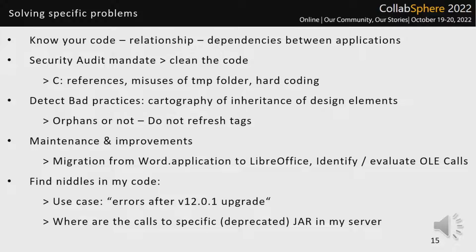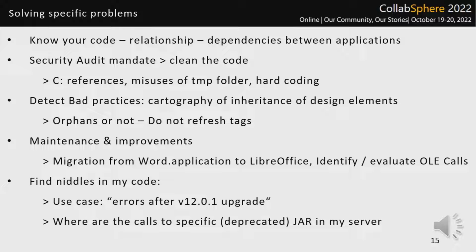We are solving specific problems. So with this audit database, we know your code, the relationships, and dependencies between applications. We are able to see hard-coded strings like C references, misuse of temporary folder, hard coding of names, server names, path names, anything, emails, external emails as well. We can detect bad practice, to detect bad inheritance of design elements.